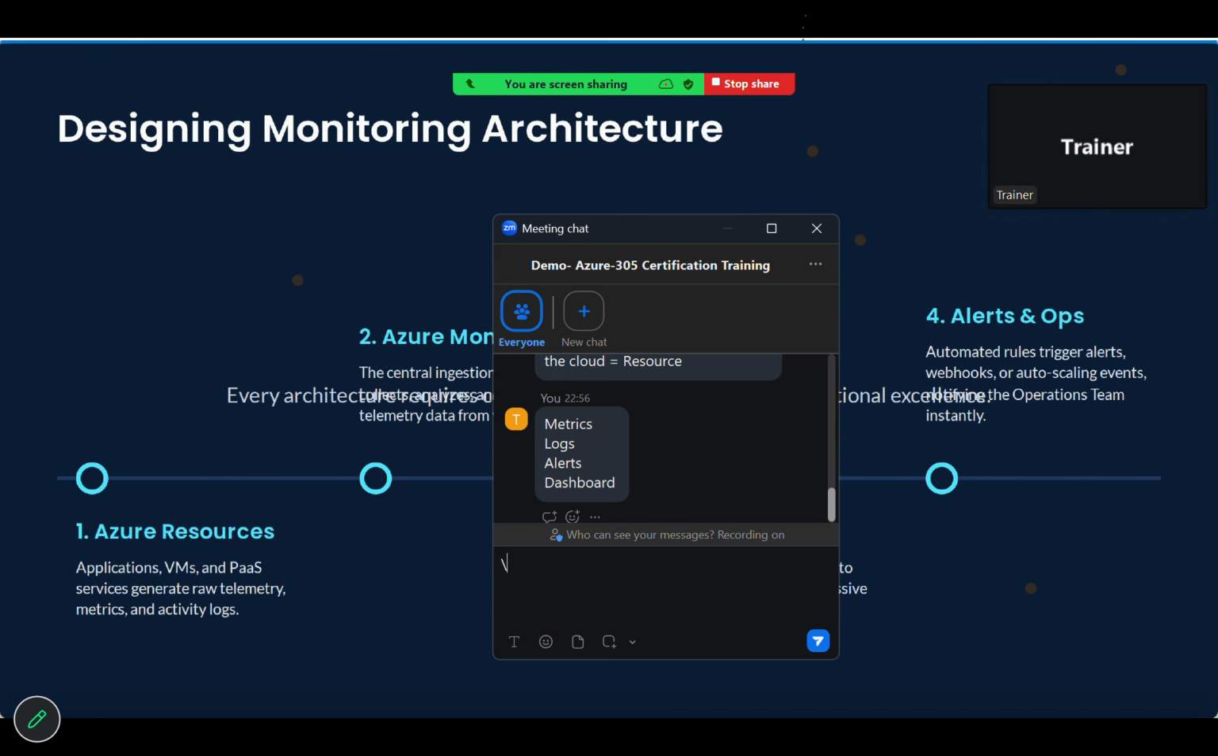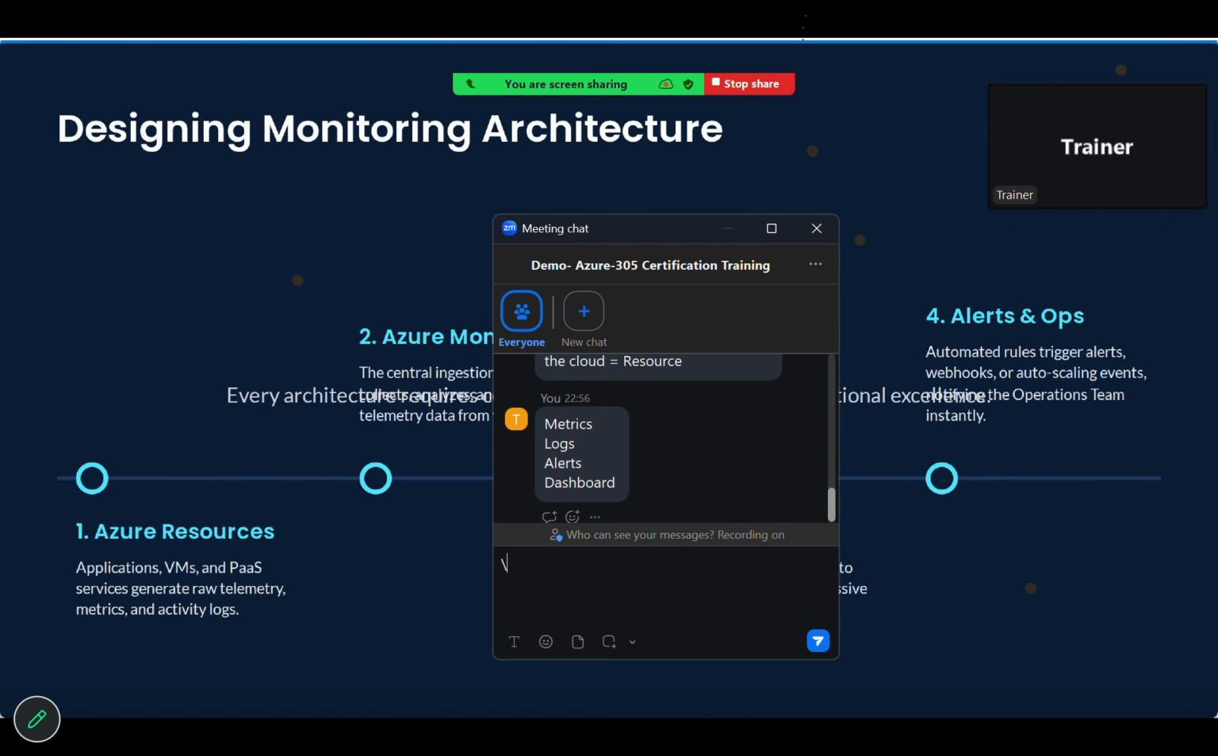Let's take a real life analogy. Think of it like a hospital monitoring system. The heart rate monitor tells you the health. The alarm alerts the doctor. The dashboard shows the full patient status. Same in cloud, same in Azure. Data is collected, the dashboard shows the status and alerts notify the issues.